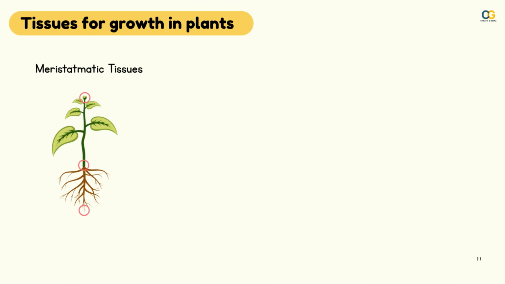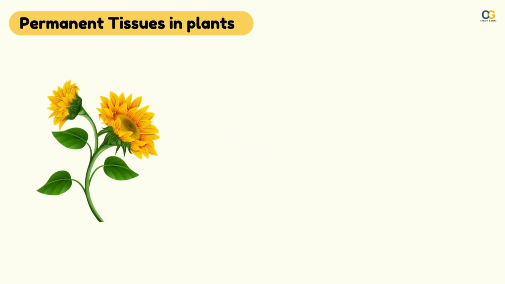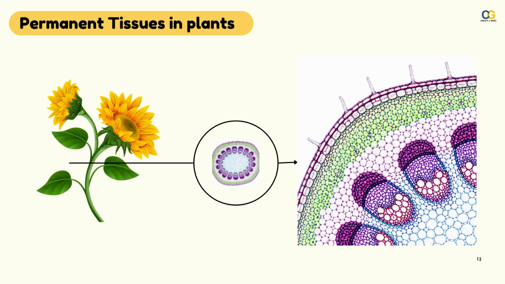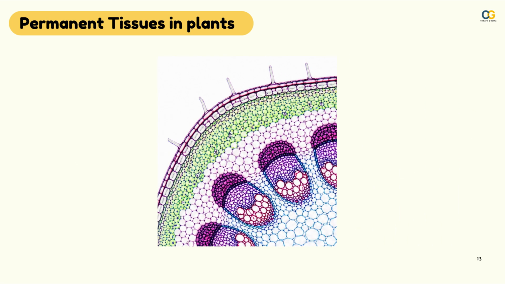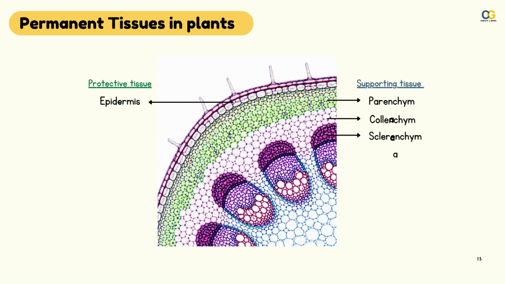Now, once the meristematic tissue undergoes differentiation, that is, it stops dividing, it forms permanent tissues. So if we take a sunflower stem and cut it transversely, which is horizontally, and observe the slice of the stem under a microscope, we can see different kinds of permanent tissues in the plants. Permanent tissues in the plant stem mainly have three types: simple, which is protective tissue, which is the epidermis, and supporting tissue like parenchyma, collenchyma, and sclerenchyma, and conducting tissue, which helps in transportation like xylem and phloem.